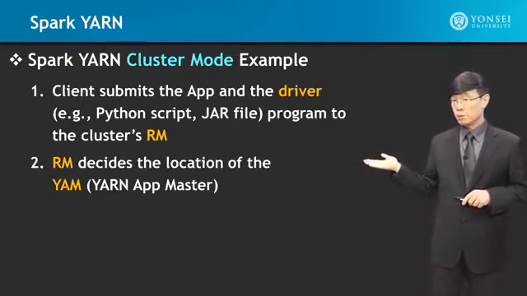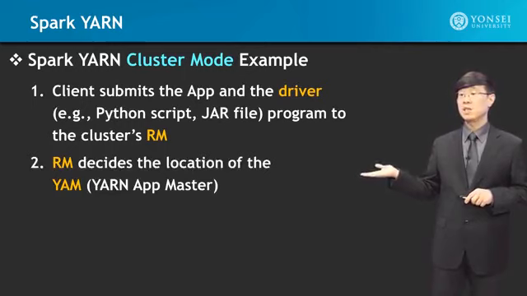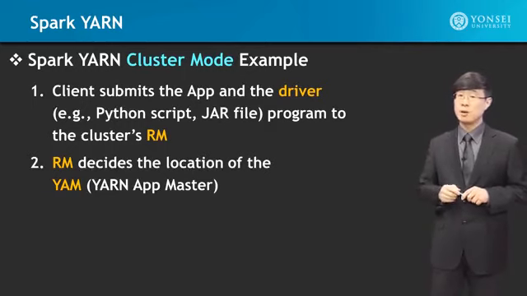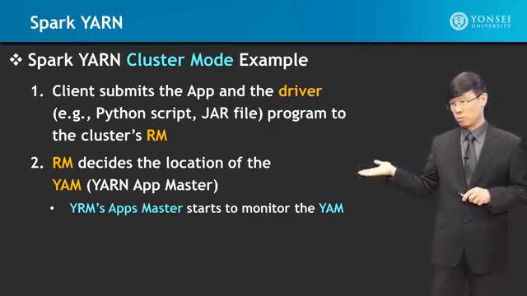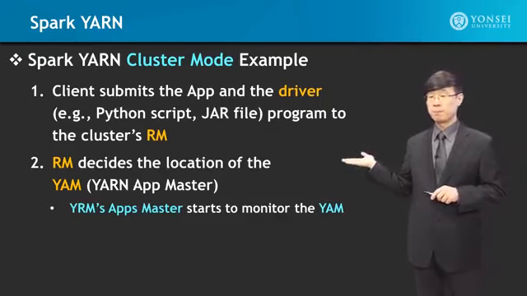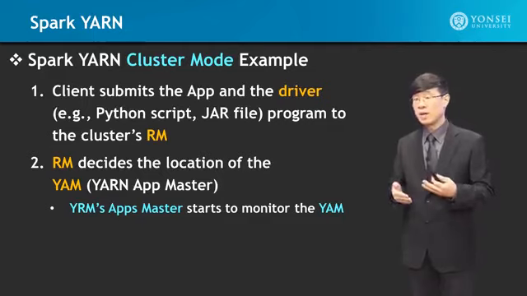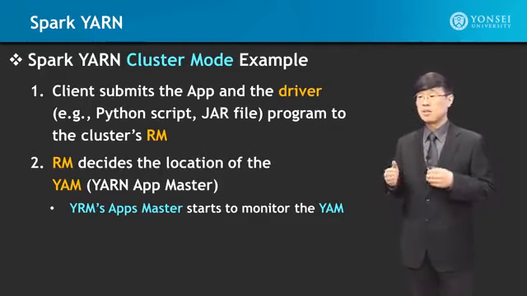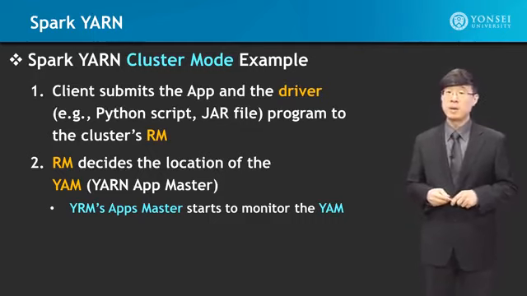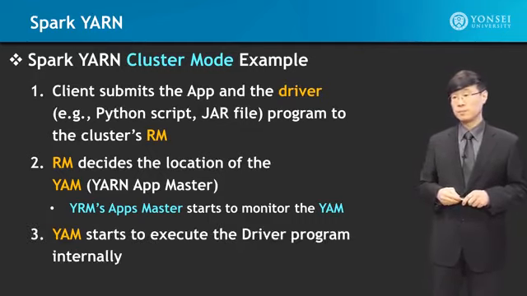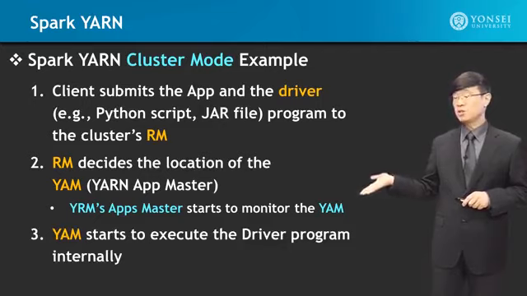The RM, the resource manager, the YRM, decides the location of where the Yarn App Master, YAM, will be located. Then the Apps Master will monitor the YAM to make sure that it's running well, and in case a failure occurs, the Apps Master will provide a backup and failure recovery. The YAM starts to execute the driver program internally on the cluster on one of the nodes.